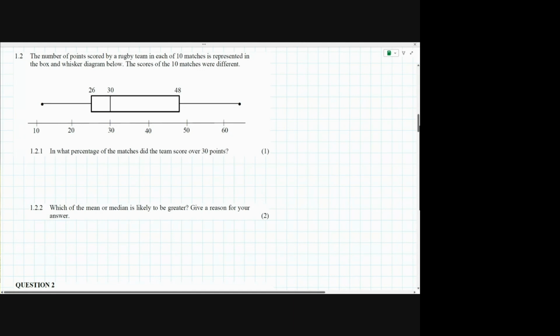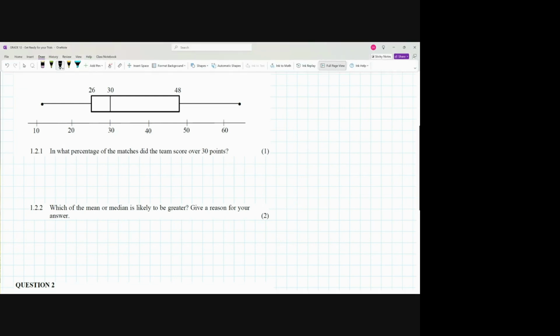Basically, what that means is there's no modal score. There's no modal value. So 1.2.1 says in what percentage of the matches did the team score over 30 points? Okay, so this is now where understanding what a box and whisker actually says to us is quite useful. All right, okay, doesn't matter that I'm showing my full screen, doesn't matter. A box and whisker is based on your 5-number summary.